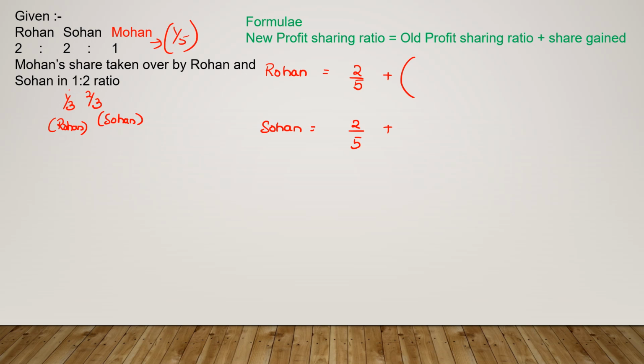So it means 1/3 of Mohan's share. 1/3 of Mohan's share, which is 1/5, is going to be the share gained by Rohan. And then Sohan is going to get 2/3, which means 2/3 of Mohan's share 1/5. So 2/3 into 1/5 would give you the share which is going to be gained. So 2/5 plus 1/15. Find the LCM. 5 3s are 15, so 3 into 2 is 6, plus 1, 7/15.